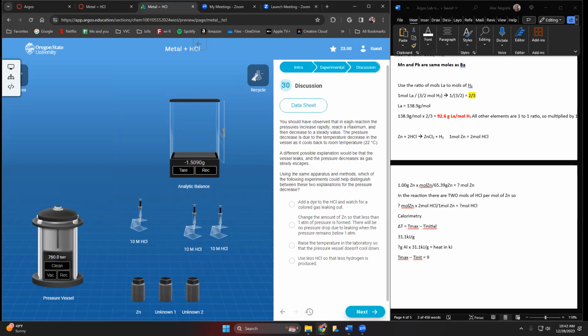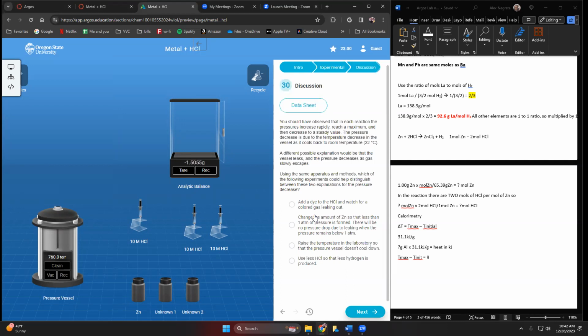You should have observed that in each reaction, the pressure increased rapidly, reaching a maximum, and then it decreased to a steady value, back to room temperature. So a different possible explanation would be that the vessel leaks and the pressure decreases in the gas. So they're saying maybe it leaked. Maybe that's why the pressure went down, not because it was consumed, but because there was a leak.